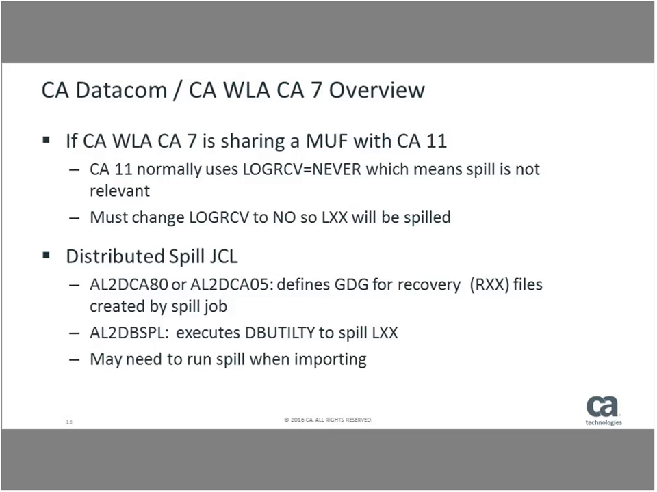So basically what happens is it writes the records to the LXX, and once that LXX gets to a certain amount, which you can determine in the MUF settings, then you'll get a write to operator that you need to spill that. And a spill job must be run so that you can empty that out to the RXX, and the RXX is going to be used for recovery.